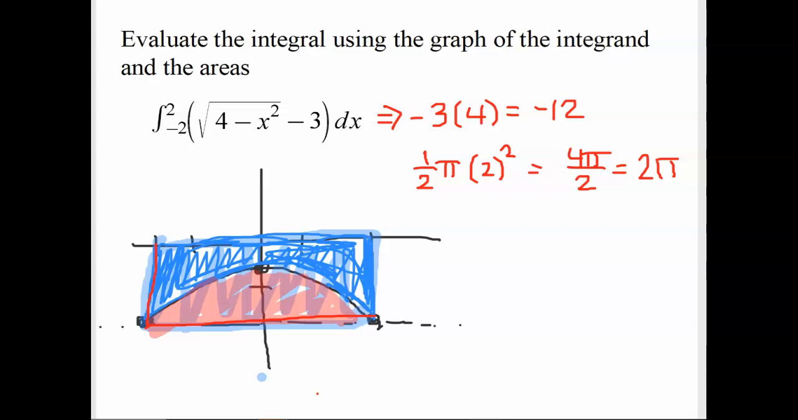So the value of the integral, and I want to write it as the integral because I like it to be consistent, would be negative 12, adding back the red region of a positive 2 pi. Because it would really be like minus a minus. You'd be subtracting the circle, but the circle's area is negative because it's below, so it turns to adding.